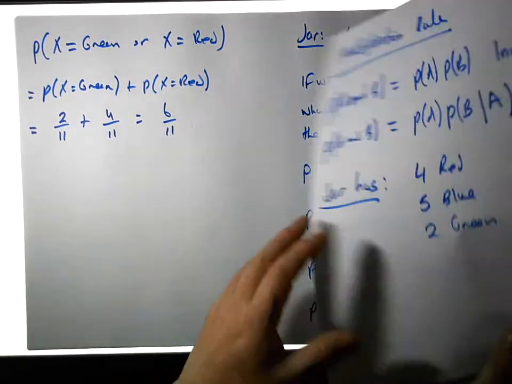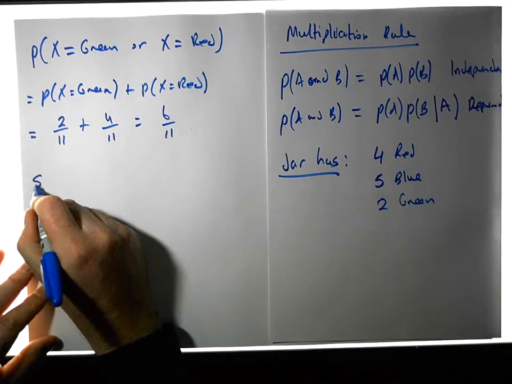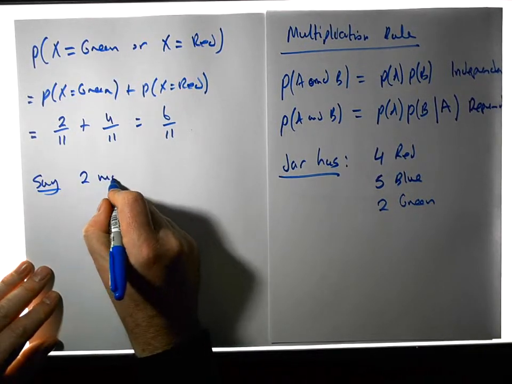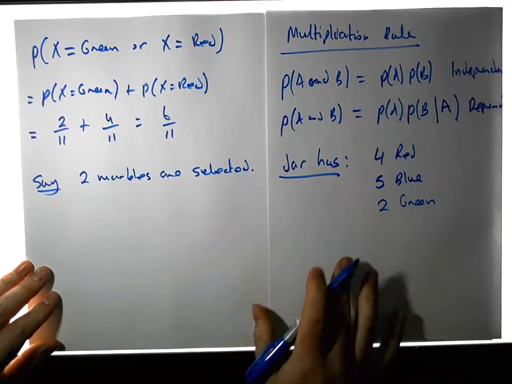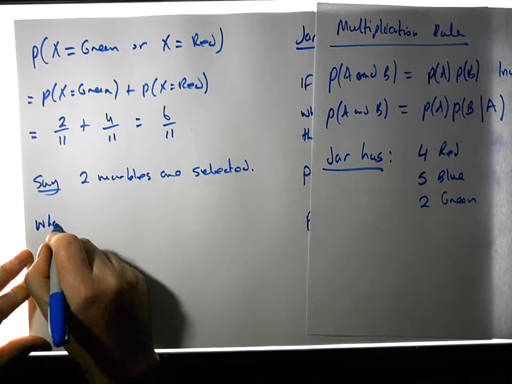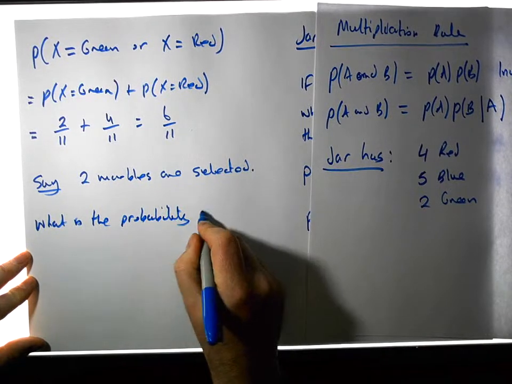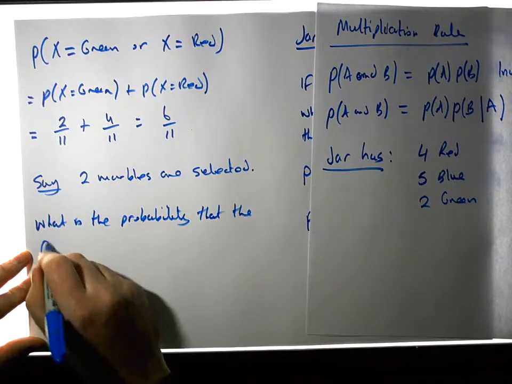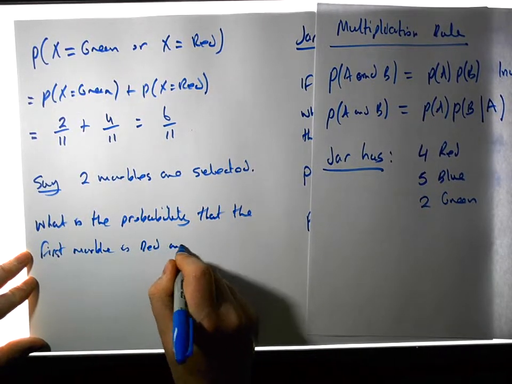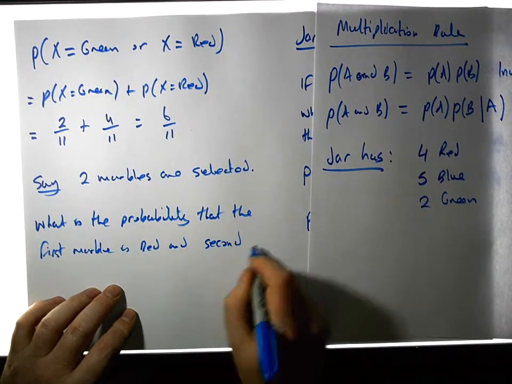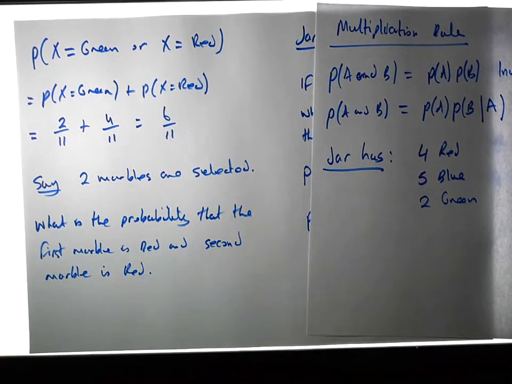But what I want to do, because it's for Gemma, is to look at the multiplication rule, and let's have a look at that. So let's say 2 marbles are selected. Now I'm going to ask you, what is the probability that the first marble is red and the second marble is red? So that's my question.